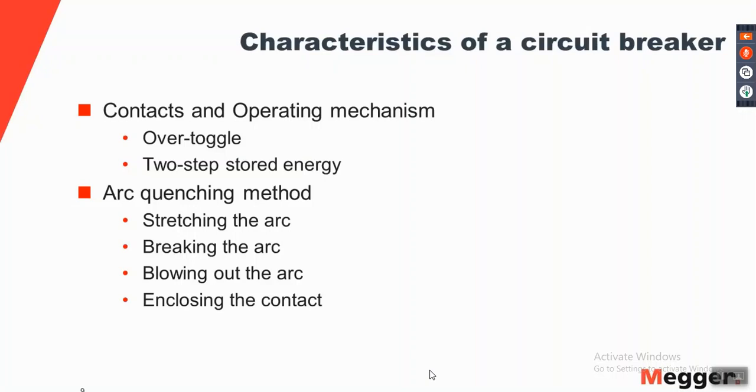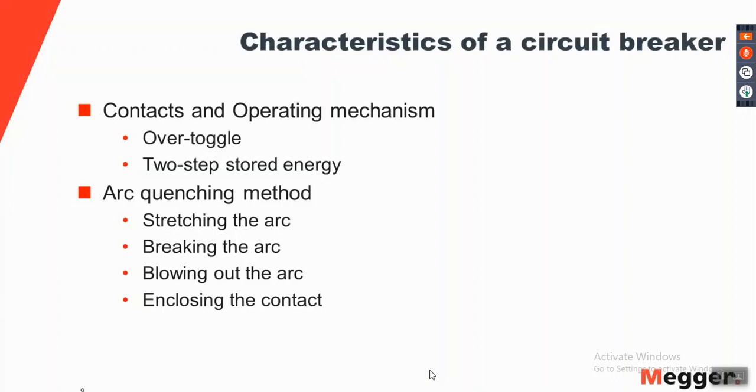Then you have the arc quenching method. When the current is interrupted, an arc is created, and that arc needs to be extinguished quickly for the safe interruption of the current. Now this arc quenching is done by using various techniques. One of them is stretching the arc. The arc is stretched by moving the contacts apart. So when the contacts move further away, the arc gets stretched and it weakens to the point where it gets extinguished. Then you have breaking the arc, where the arc is broken up by using arc chutes.